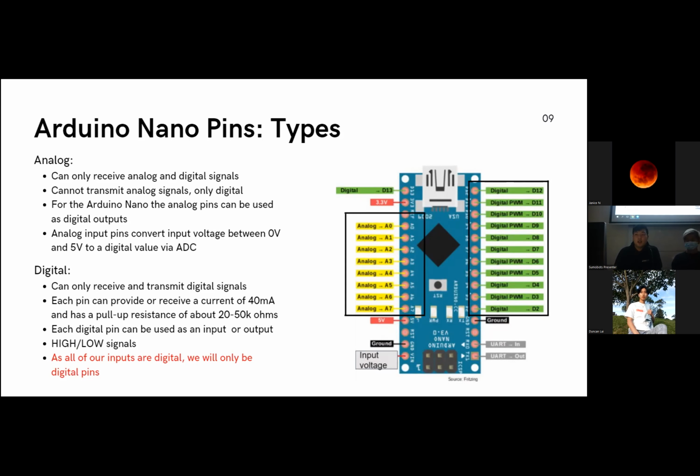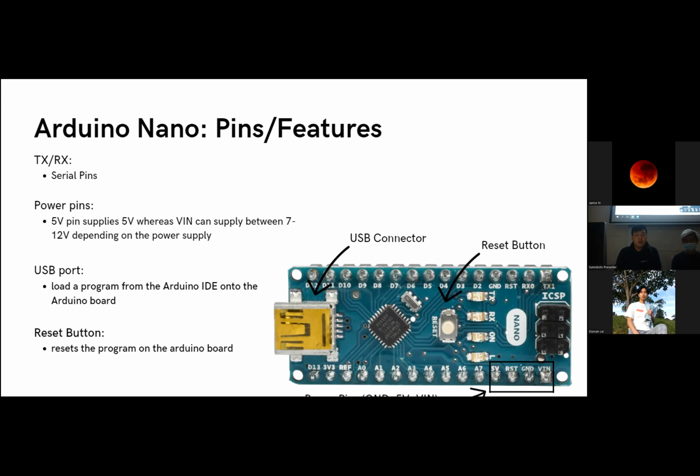All right, so just features of the Nano. We have the TX-RX, which are serial pins. There are power pins as well. The 5-volt pin supplies 5 volts, whereas VIN can supply between 7 to 12 volts, depending on the power supply. The USB port loads a program from the Arduino IDE onto the Arduino board. And the reset button basically just resets the program on the Arduino board.